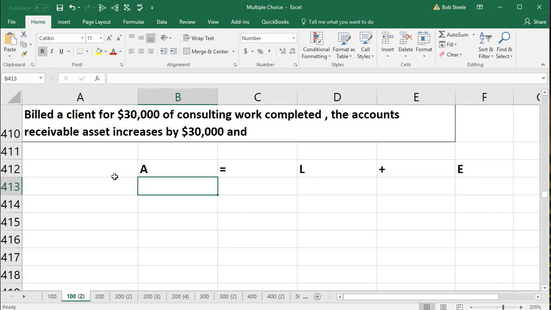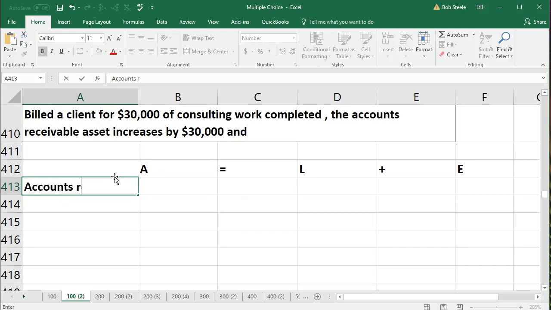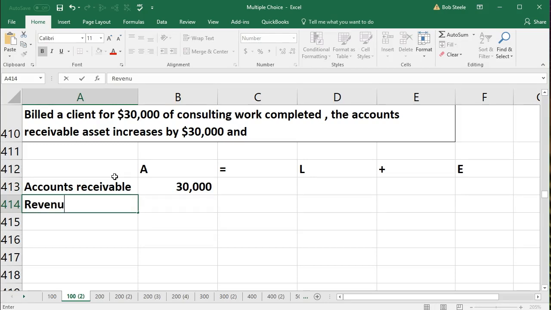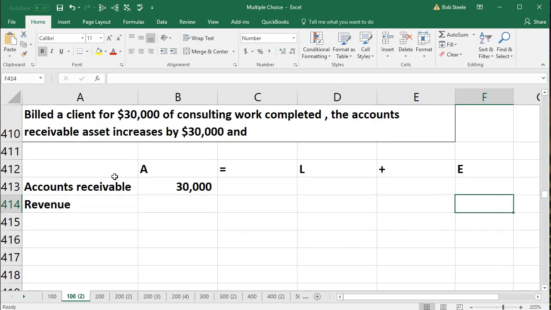So billed a client for $30,000 of consulting work completed. The work was completed, which means we've earned the revenue, but we might want to think about what we have received first, and that is accounts receivable, which is an asset, and it's going to increase. The amount that people owe us is going up, and then the other side is revenue. When considering the accounting equation, remember that the entire income statement, including revenue and expenses, is part of equity. We know that equity must be going up because assets went up and they are on the other side of the equal sign. Therefore, equity must be going up by $30,000.